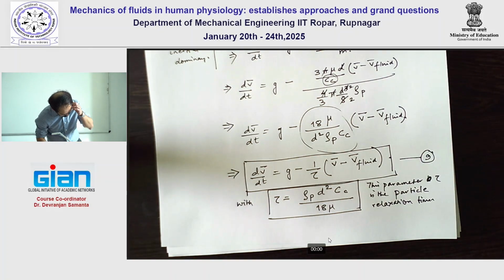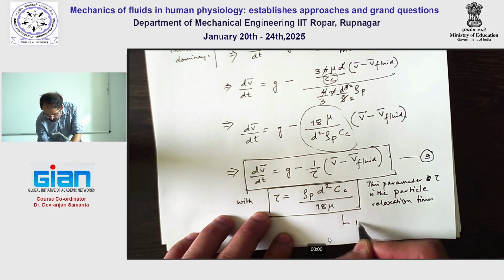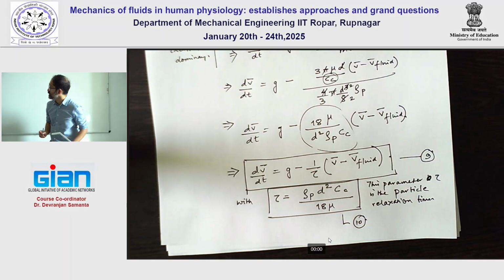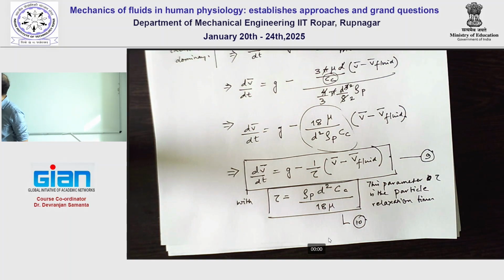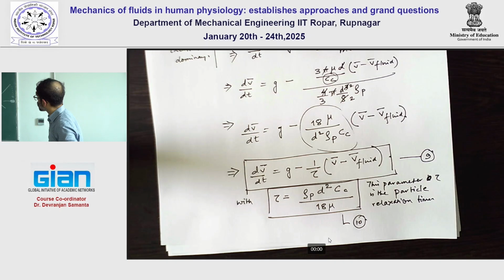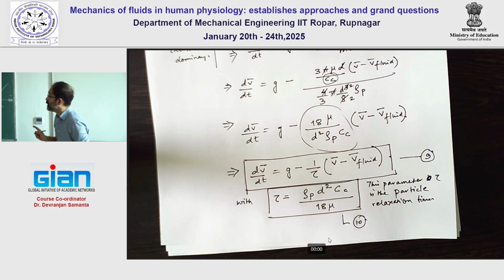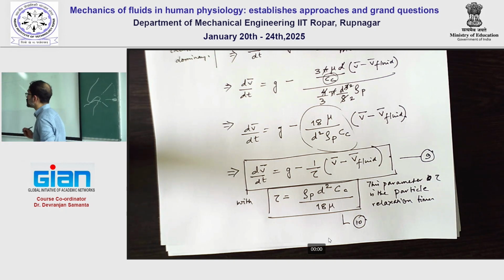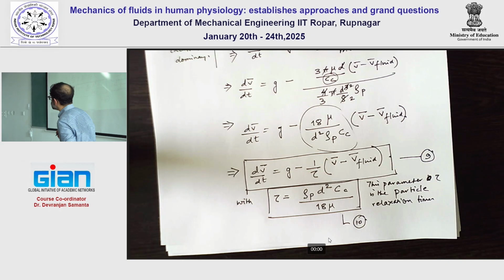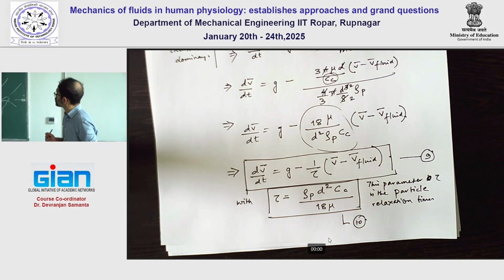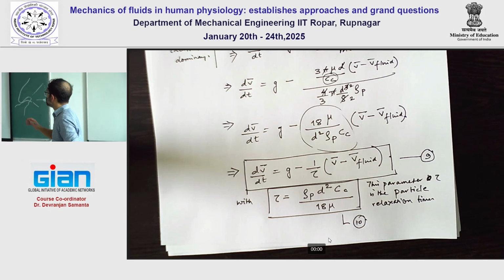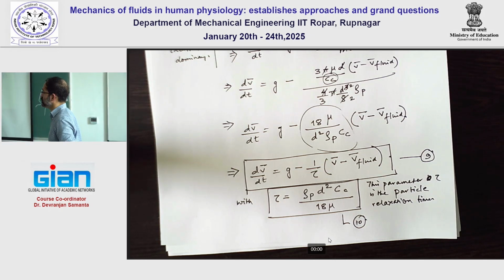And let's call this equation 10. And this tau would be useful, as I said, when we normalize these equations. Any question, Abdullah? What is the physical meaning of this particular relaxation time? Physical meaning of the particle relaxation time. Can you tell me, based on this equation, what you think would be the physical meaning of this?